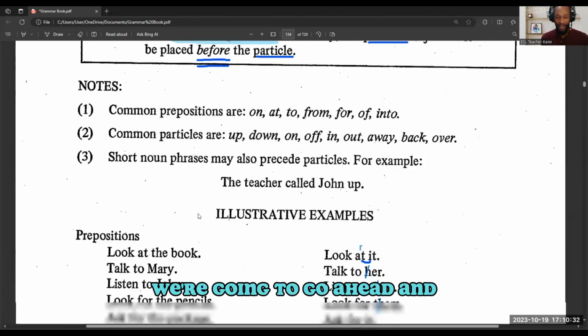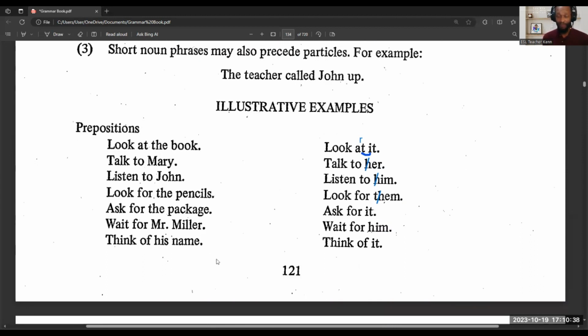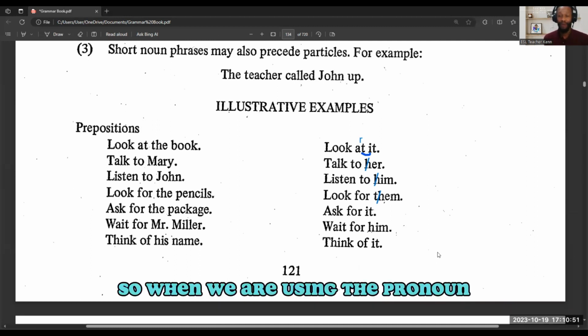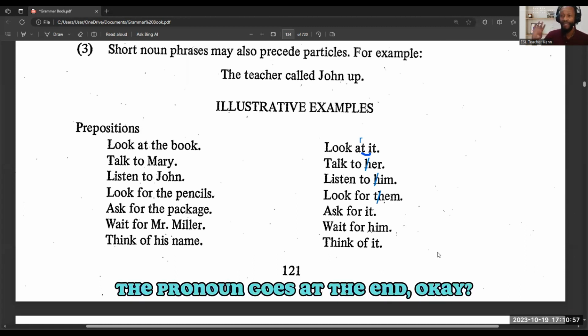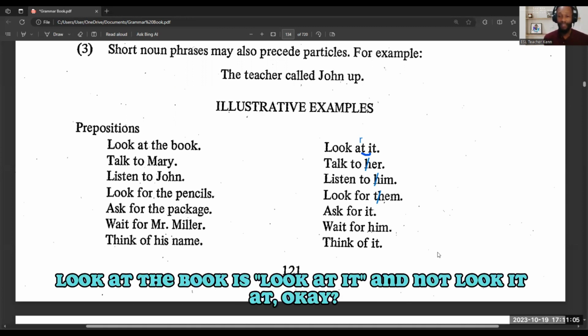We're going to go ahead and practice with these illustrative examples. Again, same page. The ones on page 121 are the ones that we do not separate. So when we are using the pronoun, it goes at the end. For example, look at the book is look at it and not look it at.